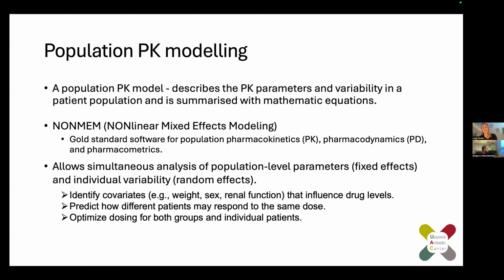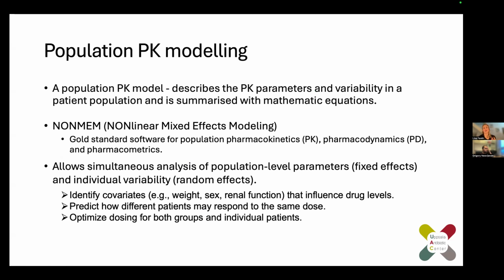So then we have the concentrations, and then we should build this population PK model. So what is that? A population PK model describes the pharmacokinetic parameters and variability in a patient population, and is summarized with mathematical equations. So in this case, the PK parameters are, for example, clearance and volume of distribution, and our patient population is the endocarditis patient group. To build this model, we used NONMEM, which stands for Nonlinear Mixed Effects Modeling.